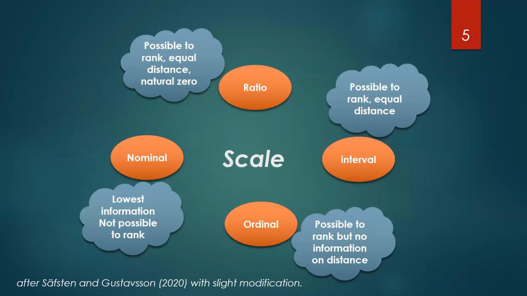The types of scale: we have nominal. A nominal scale is a scale with the lowest amount of information; it is not possible to rank. For example, we show football players with numbers just to recognize them. The number doesn't mean anything. For example, number 1 should be the goalkeeper, the person protecting the goal? No, there is no rule for that. It's just for classification and recognition.